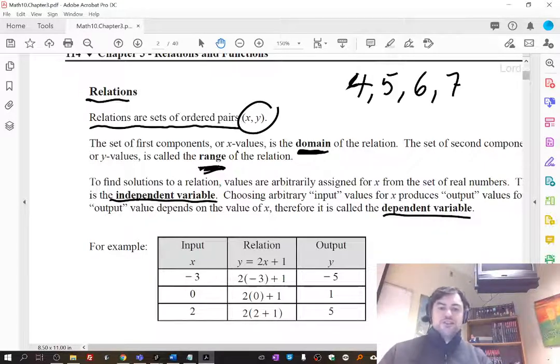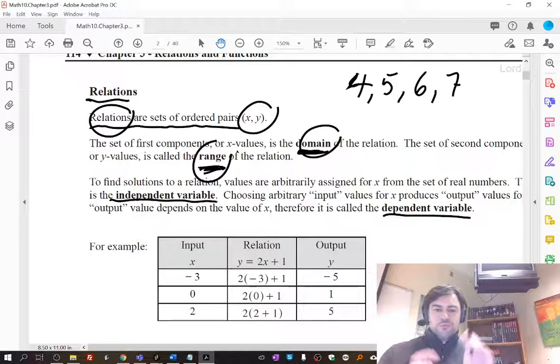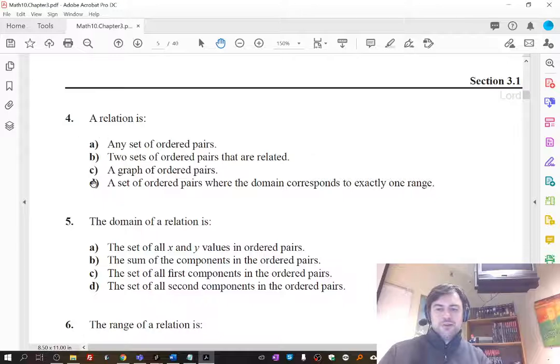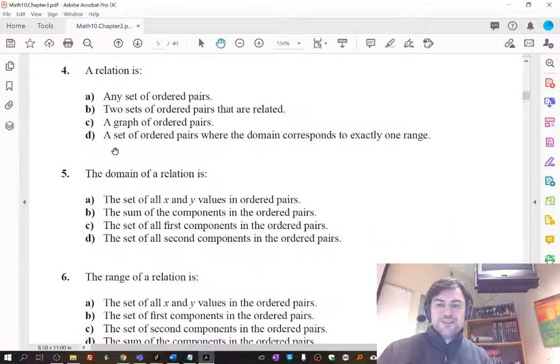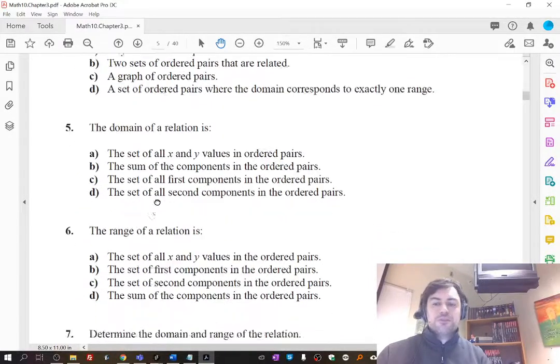So let's go to the questions now. Honestly, the dependent and independent variable stuff isn't going to come into play too much, but I just wanted to mention it as something to know. But the words relations, domain, and range are going to be a big deal. So let's skip over to questions 4, 5, and 6. They're just, define it, please. So just go ahead and choose the right one. I'm not going to spend too much time on that. Check that your answer is correct at the back of the book, but go ahead and give that definition.